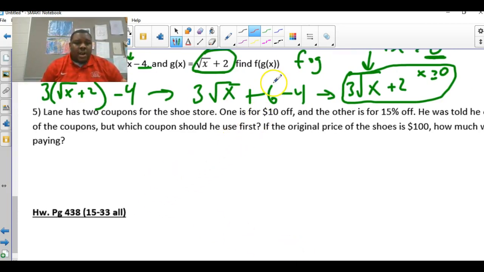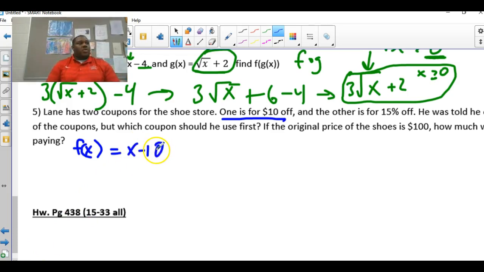So we got to look at both scenarios. You have 2 coupons. You can use both coupons. You got to figure out which coupon you want to use first. So first, let's address this. The first one says $10 off. How can I make a function for f that represents $10 off? Anybody? That's a real question. X minus 10. Cool. So x minus 10 will represent $10 off, right? You got the price of the shoe. We're going to subtract $10.